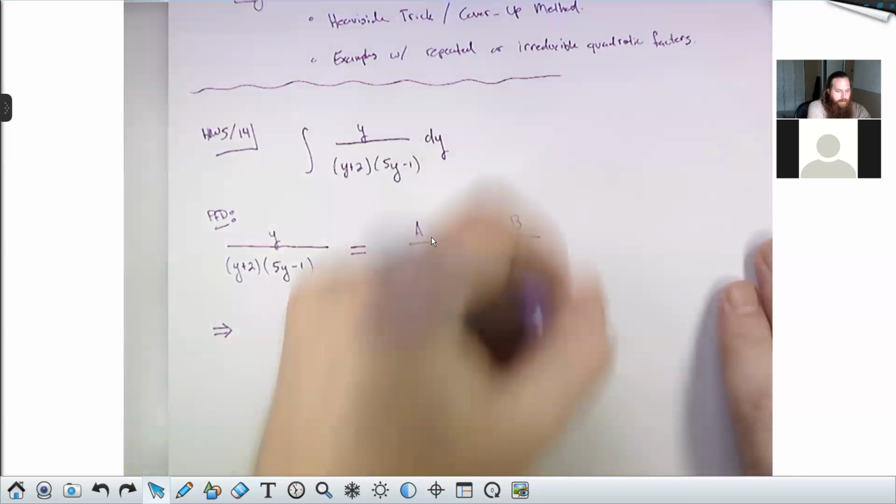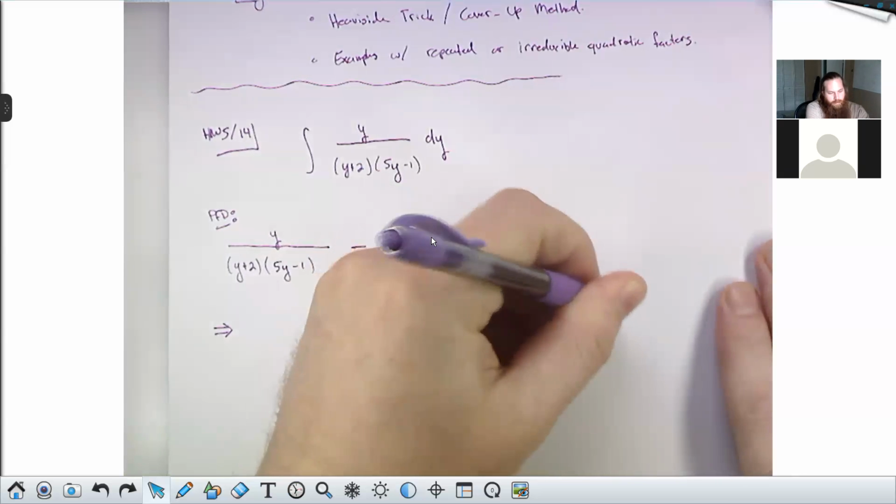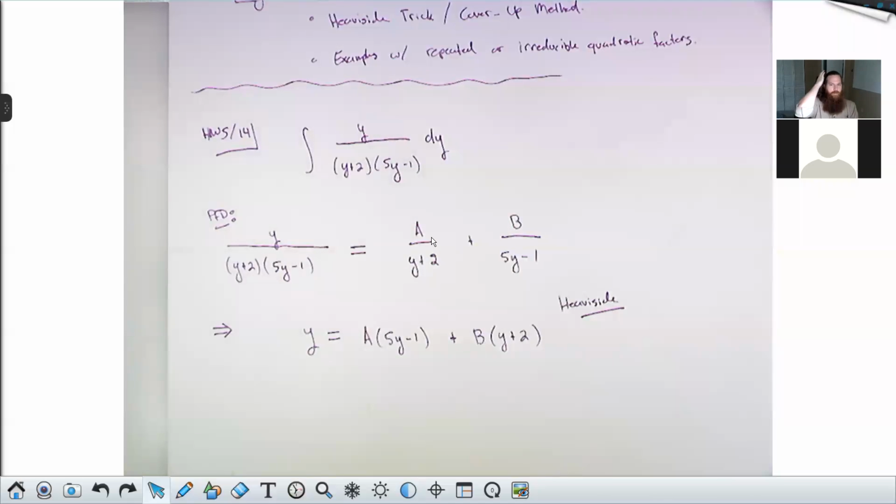But the Heaviside trick saves us a lot of time here. Heaviside says, well, this is supposed to be not an equation, but an identity. Does anybody remember the difference between an equation and an identity from their trigonometry classes?